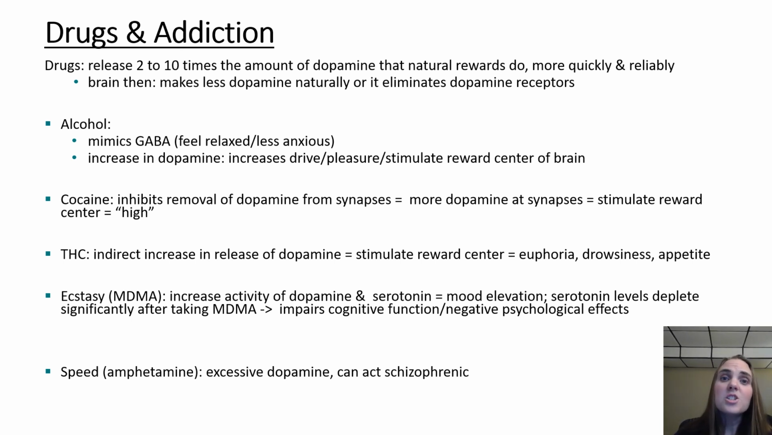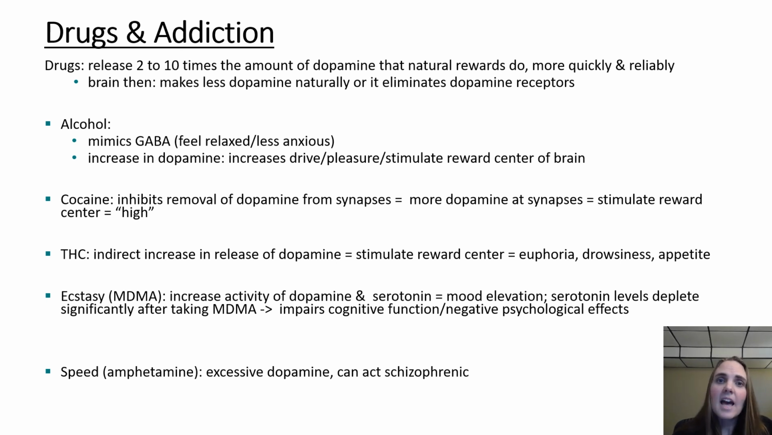Drugs can release 2 to 10 times the amount of dopamine that natural rewards do. When I say natural rewards, I mean something like giving your kid a hug or petting your dog. Drugs release much more dopamine than a natural reward does, and they do it more quickly and more reliably. As a result, when we take drugs regularly, our brain is going to make less dopamine naturally or eliminate some of those dopamine receptors, because our brain thinks we don't need that dopamine produced naturally anymore.